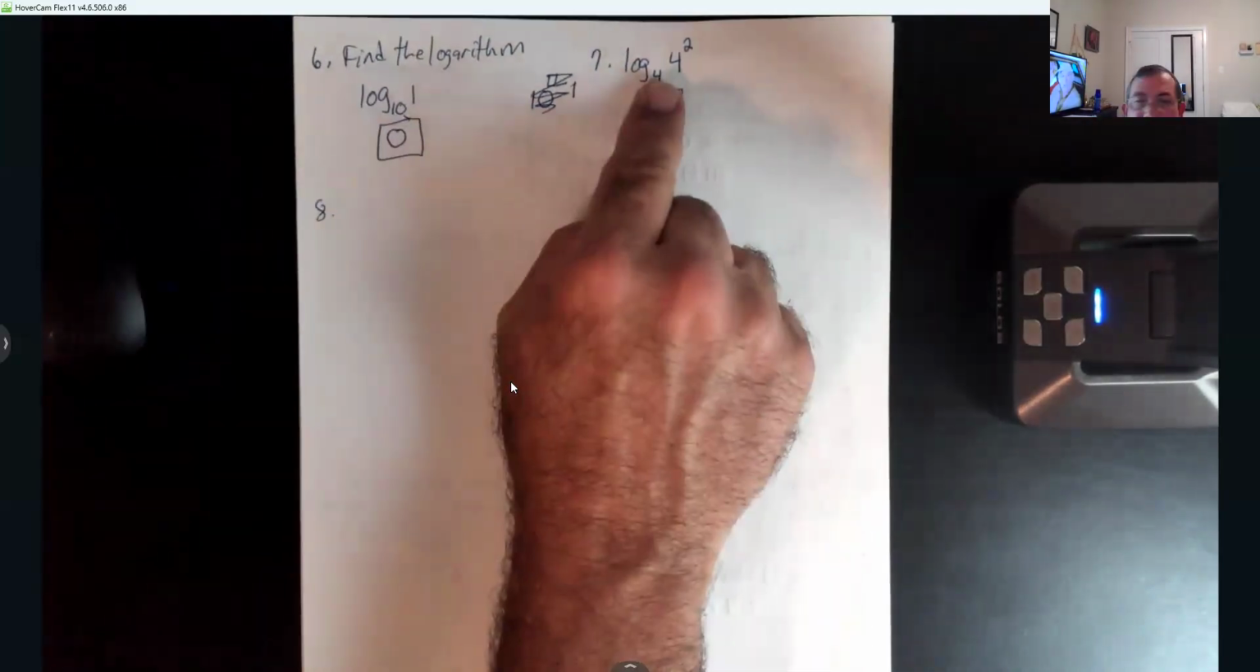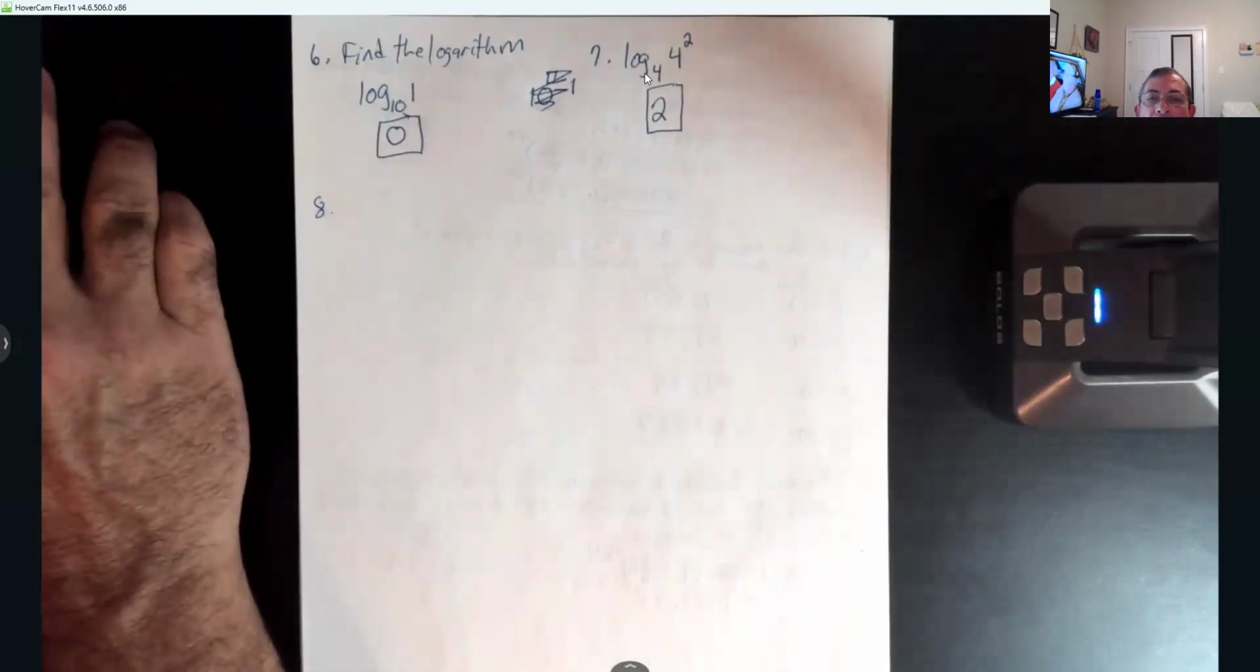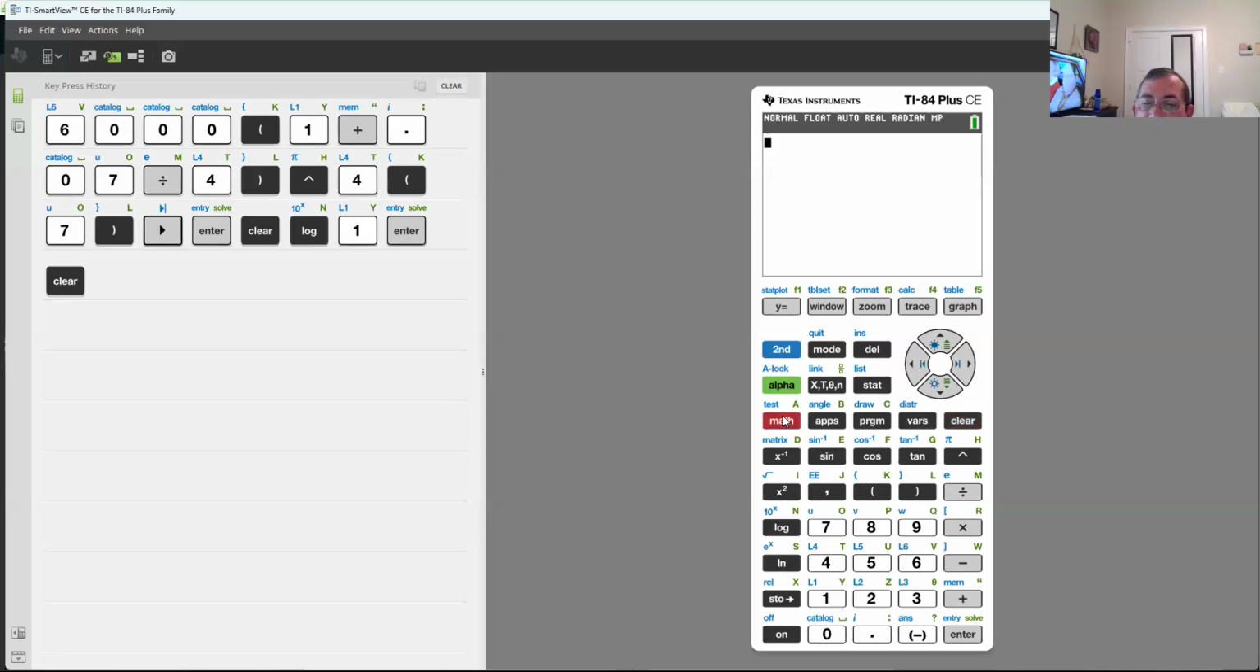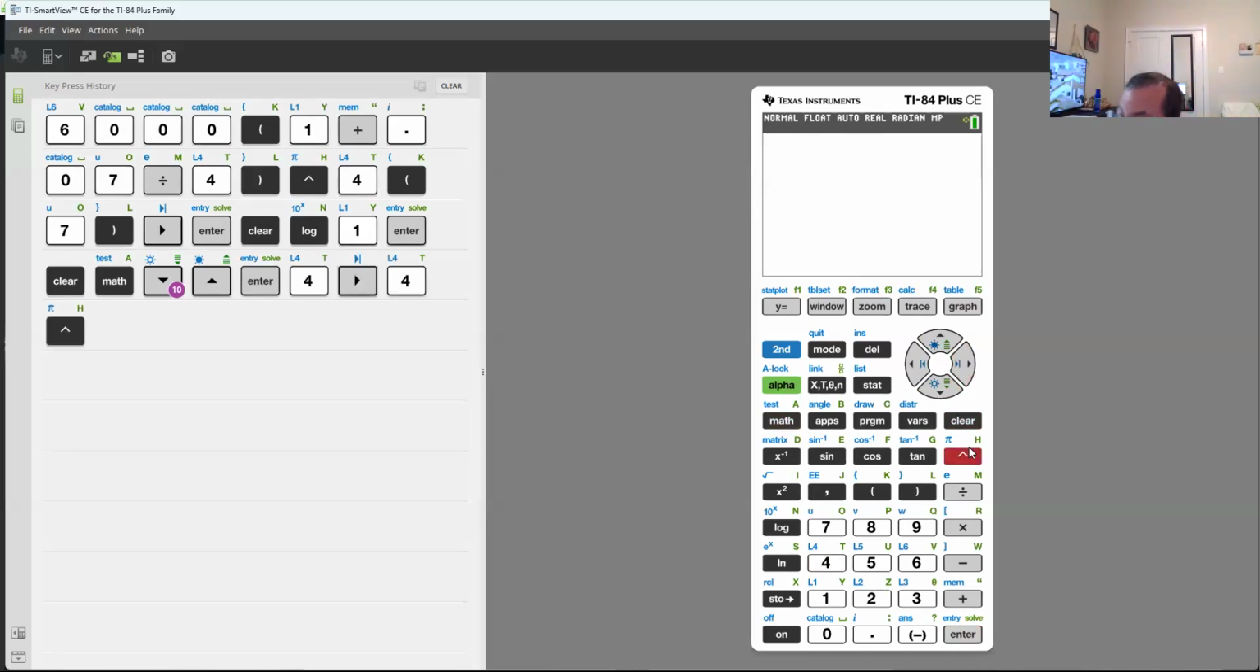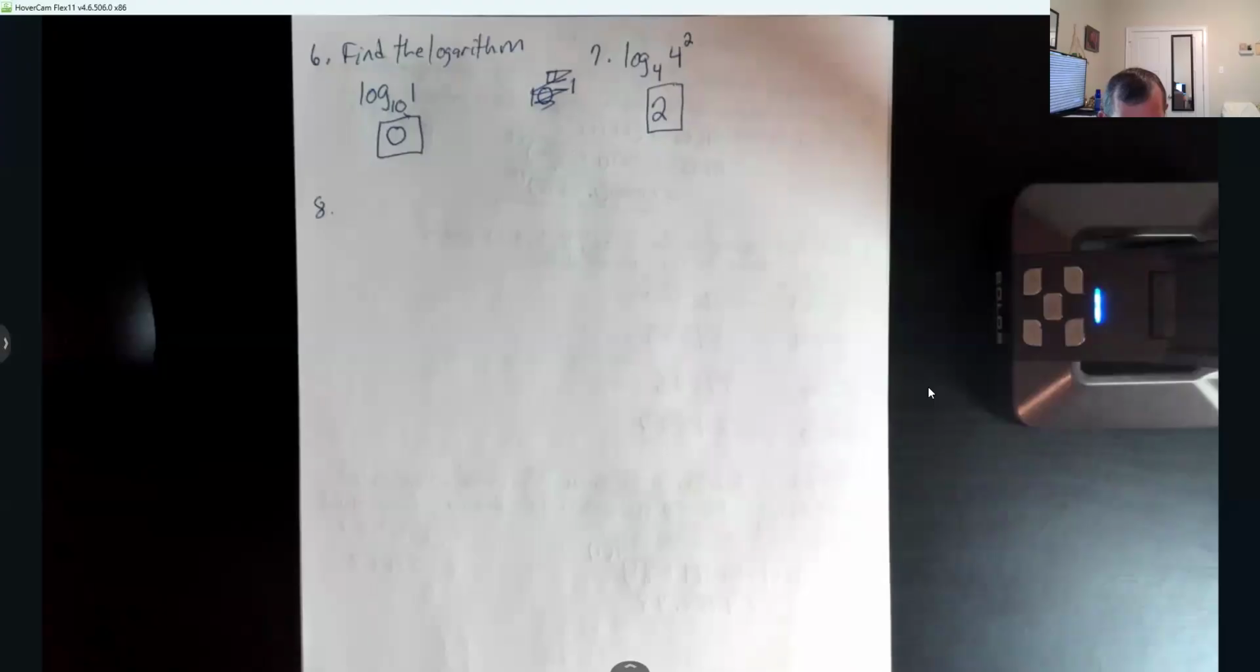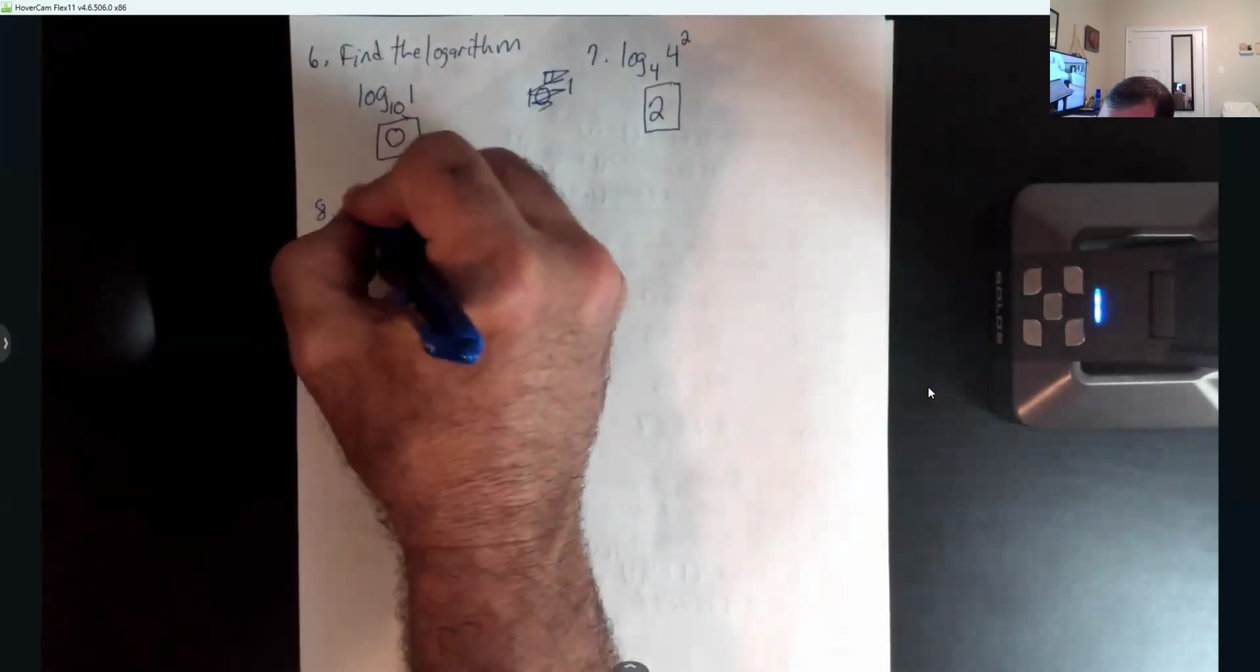Remember, you can punch this in using the log base feature. Let's go do that. So math, arrow down to log base, hit enter. My base was 4. My result was 4 raised to the second power. Now that all that's in, I hit enter, and I get 2. So remember, you can do all these logs on that calculator to find a log.